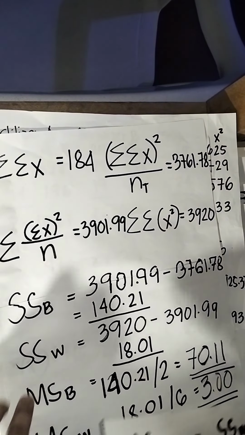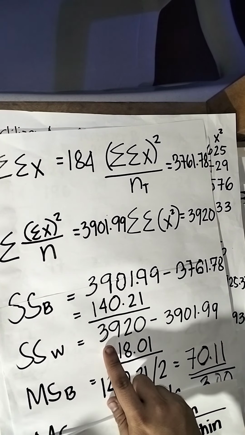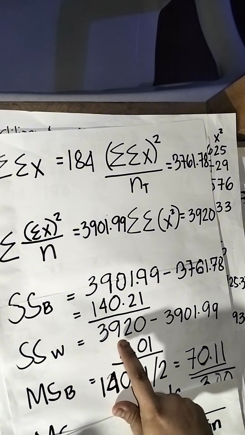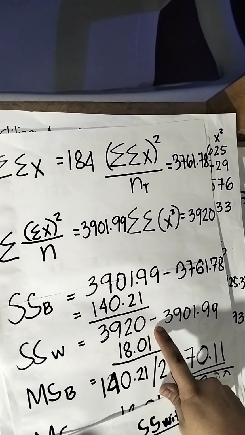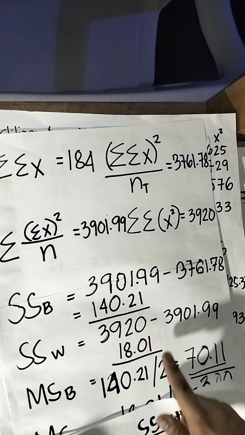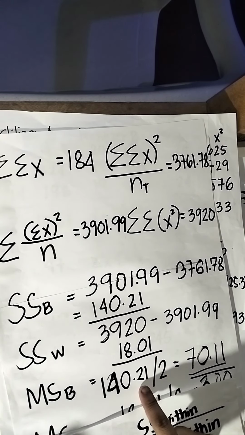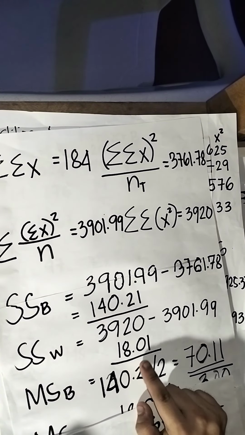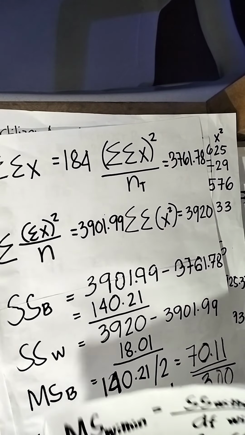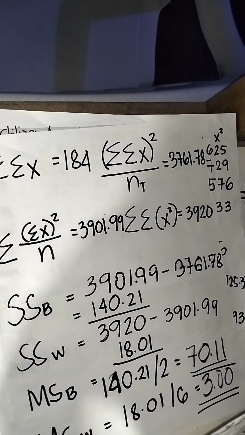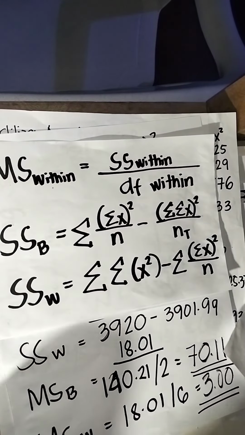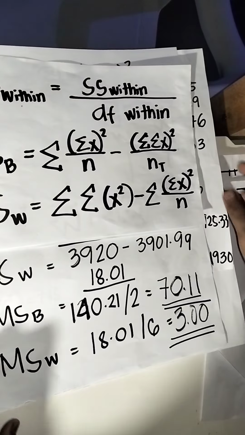So, now we subtract it. We minus the summation of x squared, which is, the total of it is 3,920, minus the summation of x raised to the power of 2 divided by n. And the result for our SS within is 18.01. Now, do we have now the value of our SSB and SSW? Yes. Can we use it in order for us to get our MS within and MS between?